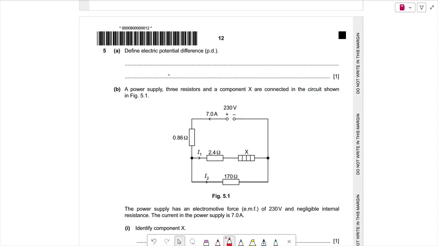In question number 5, part A, define the electric potential difference. So, electric potential difference, or we call it voltage. If you remember the formula for voltage, which is work done over charge or energy over charge. So, potential difference, we can write it as work done per unit charge across an electrical component.